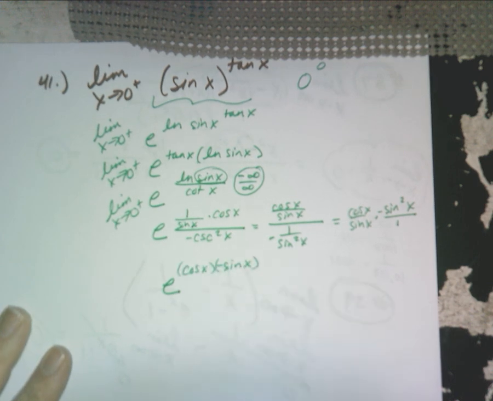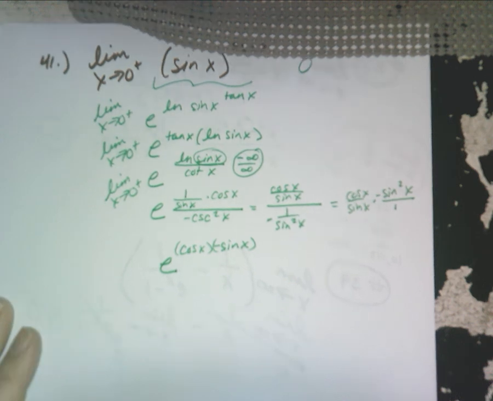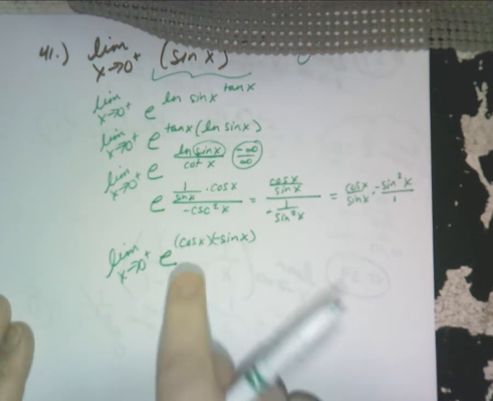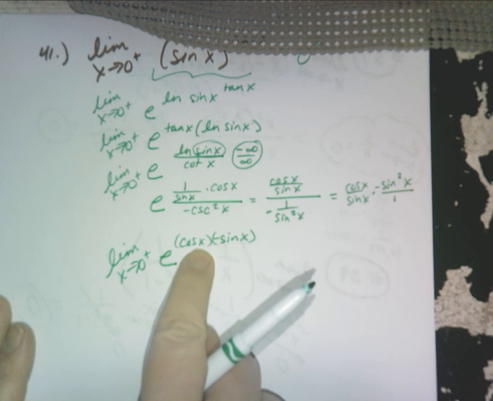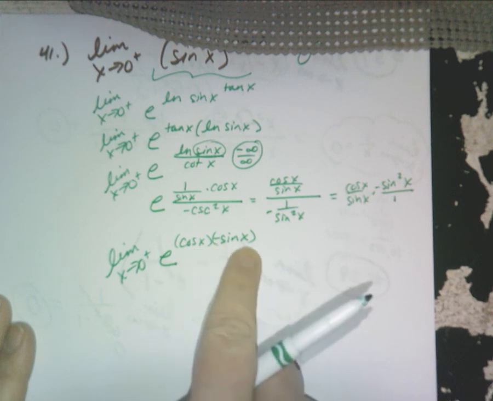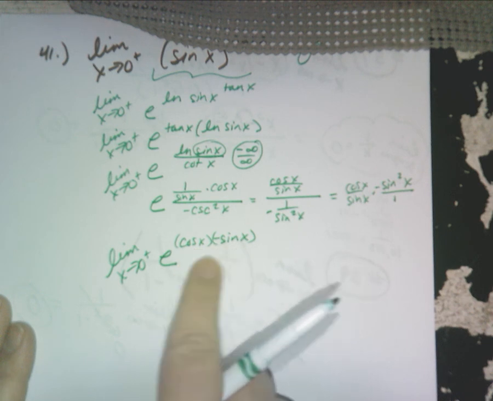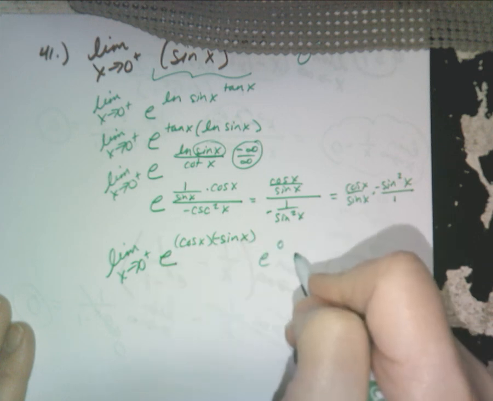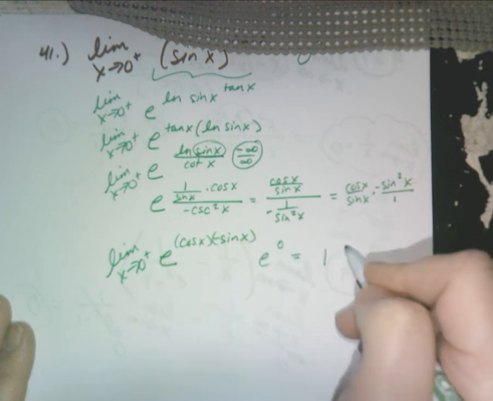Do you all, yes or no, see that manipulation? Okay. Now, plug in 0 again. What's the cosine at 0? 1. What's the sine at 0? 0. So this is e to the what power? 0. And guess what e to the 0 is? The limit is 1.